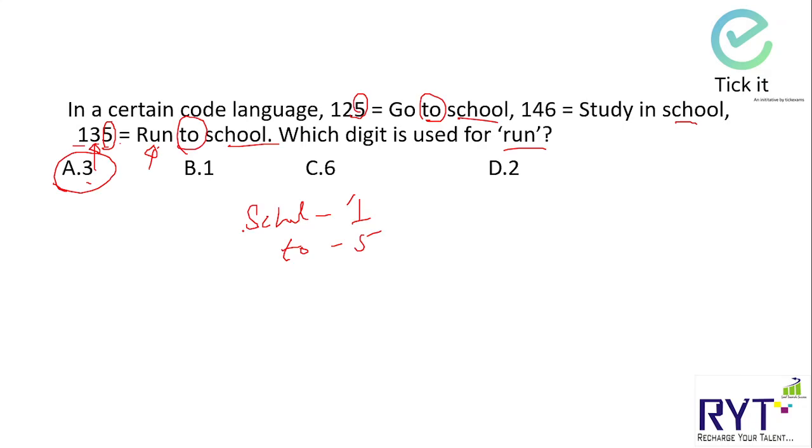In a certain code language, 1 to 5 go to school, 146 study in school. So school is the common word here. When we look at this, school is common and 1 is also common, right? So school means 1. This we got. If you observe the first sentence, go to school, and the third sentence, run to school, to is there and number 5 is common. So to means number 5. Now the question is run. When I observe the last sentence, run to school, 2 is taken, school is taken. What is remaining? Only run is remaining. So run means 3. Option A, 3 is the right answer.